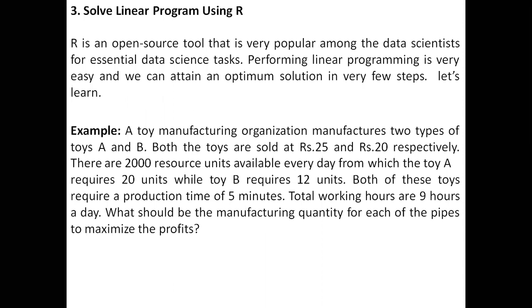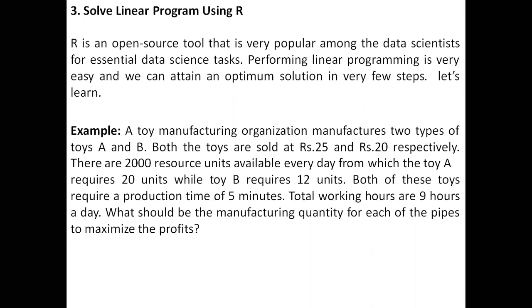This problem has already been discussed earlier, but I will be repeating it again. Those who have not gone through that particular class can be made aware of it. A toy manufacturing organization manufactures 2 types of toys, A and B. Both toys are sold at 25 rupees and 20 rupees respectively. So toy A is sold at 25 rupees and toy B is sold at 20 rupees.